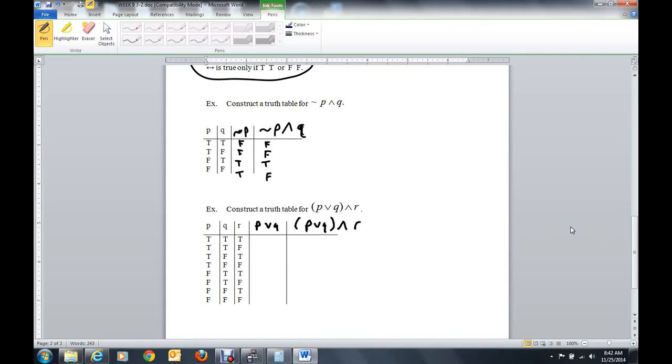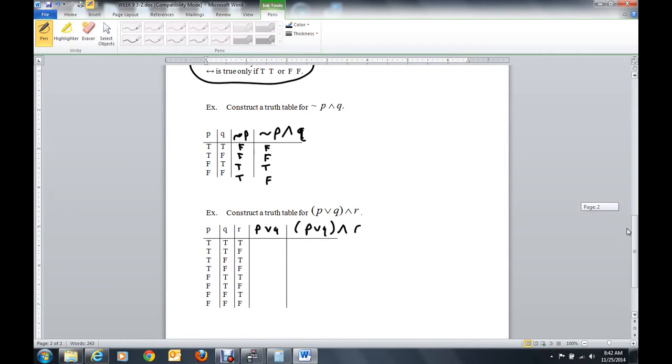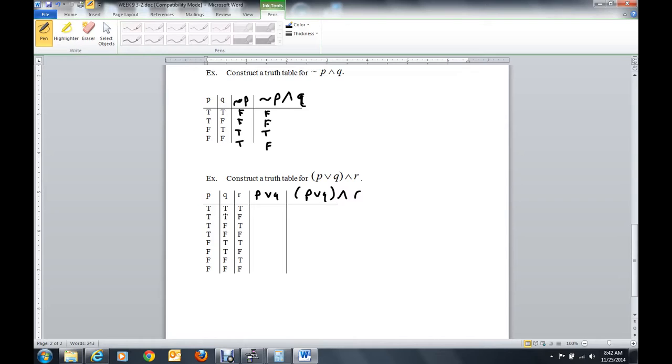And if you remember what I wrote down, and I'll go back up to it here in a second, P or Q is only false if false and false. See that? Or is false only if false, false. So I'm going to look at the PQ column, and any rows that have false, false, that's what I'm going to use. That's where I'm going to put false. So I have false, false there, and false, false there. So that means that's going to be false, and that's going to be false. Everything else is going to be true.